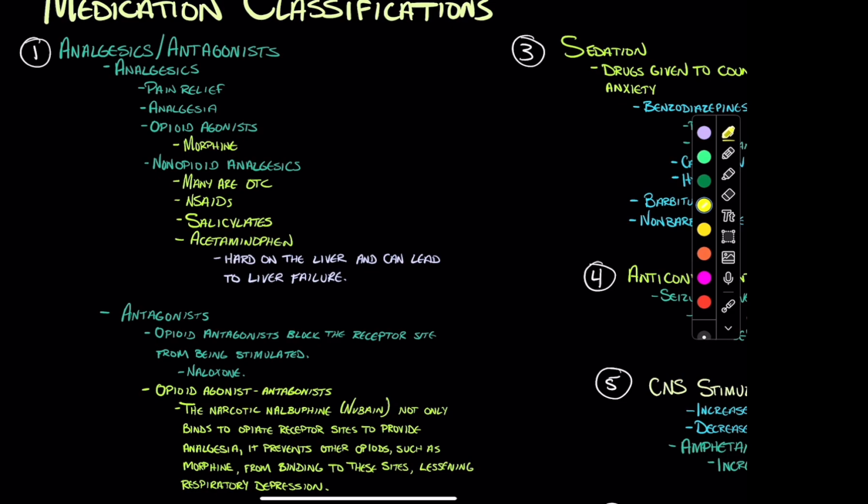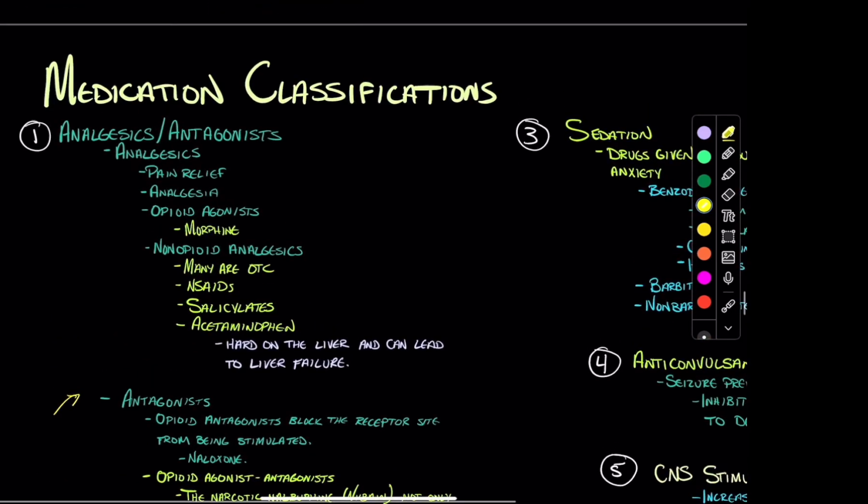The first big group is analgesics and antagonists, or analgesic antagonists, I should call them. These are typically going to be for pain relief, analgesia, and what's called your opiate agonists. So your opiate receptors, which is going to cause the pain relief. A big one for that is going to be morphine. And the other end of that, we also have your opiate antagonist, which is down here, and we'll talk about that after.